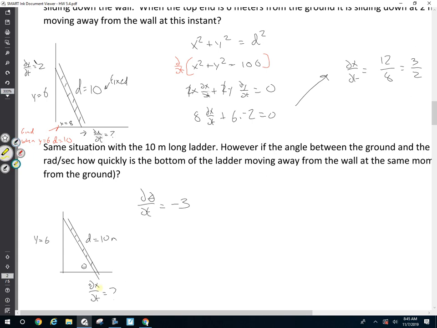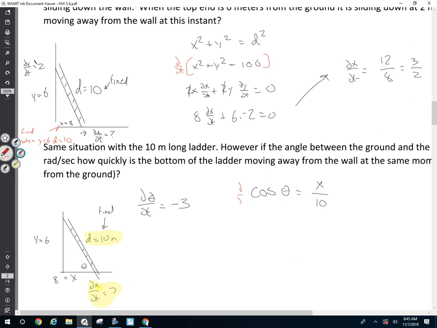I want to find dx dt. And I know what d is. I'm thinking I should be using the trig function cosine. Yeah, this is perfect. Because I'd get x over d. And x is 8, but be careful. X is 8, but it's not fixed. The only thing that is fixed is this. So x over d, but d being 10.